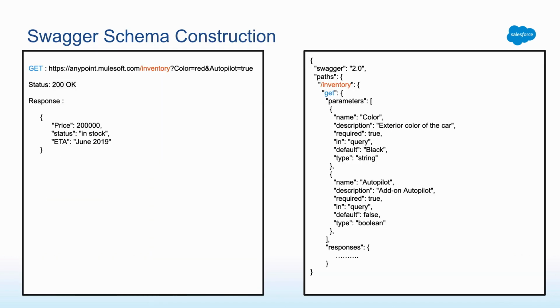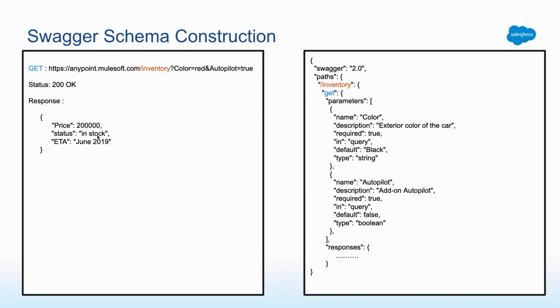So on the left here, I'm going to pick the APIs from the second step, the MuleSoft APIs. So what you have on the left here is the endpoint that we were calling, right? This is the host name. We're calling the inventory service with some preset values in the query. And it's a get call. What we return back is a 200 OK status. And the response is a JSON object with 3 fields: price, status, and the ETA.